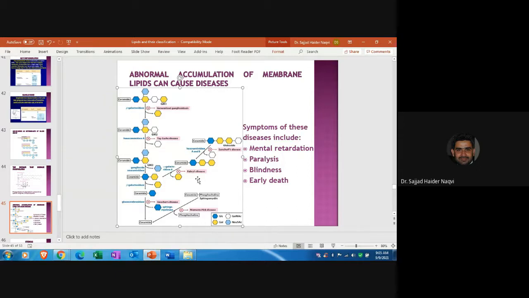So if these membrane lipid derivatives undergo abnormal accumulation, they might result, as I said, in certain clinical conditions. And some of the main symptoms of clinical conditions associated with accumulation of these derivative molecules include mental retardation, paralysis, blindness, or even early death in certain cases.